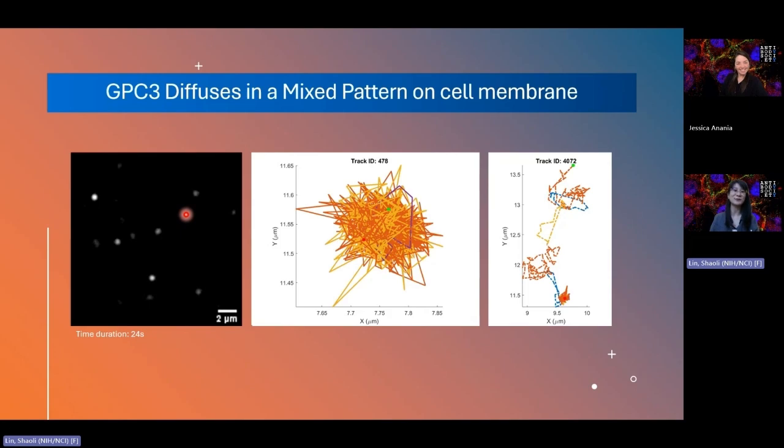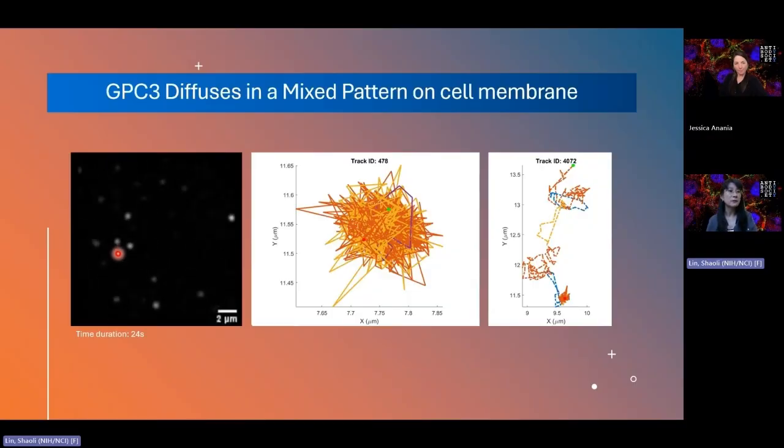This is the video for the GPC3 single molecules. And we can see that some molecules are moving in a very confined motion, not traveling far away from their original location. While some molecules just appear and disappear very fast, indicating that they are moving in a more freely diffused way, and they may have a higher moving speed.